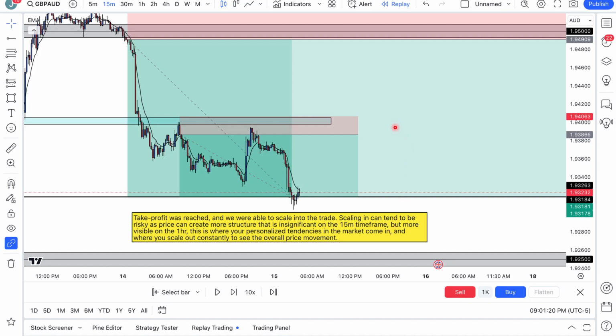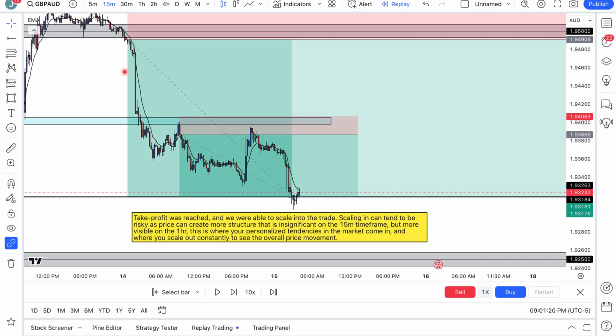Scaling in tends to be more risky, as price can create more structure that is insignificant to the 15-minute. So it could have kept pushing up, but on the 1 hour, it would have been a few just straight candlesticks of price pushing up, and then it could have pushed down. But that's why it's pretty risky to just do it on the 15-minute. You gotta minimize your risk because you never really know what price is gonna do.